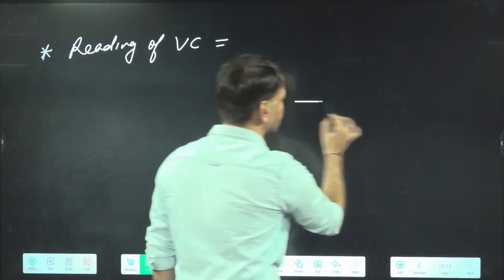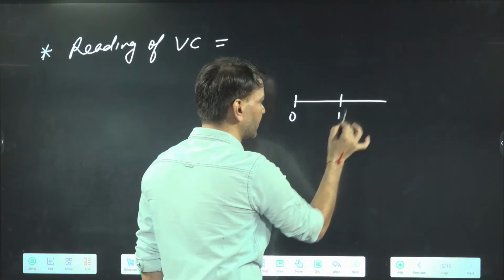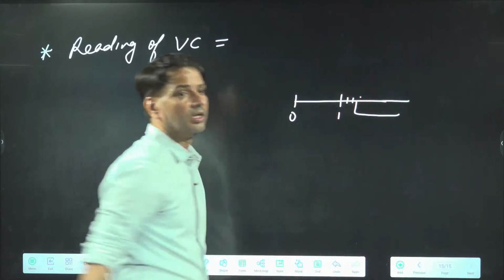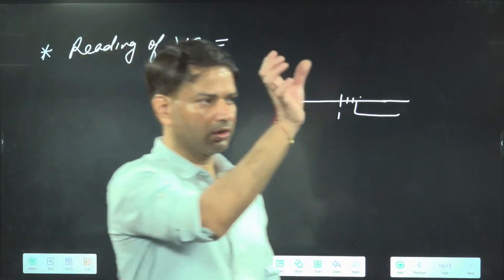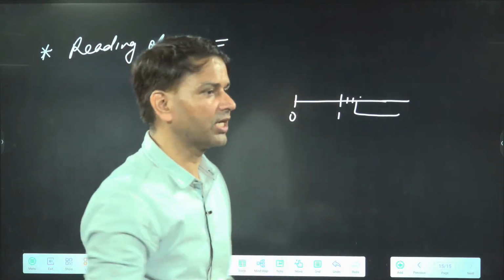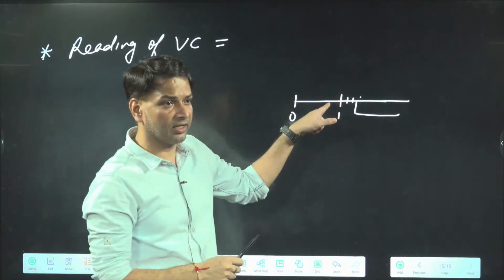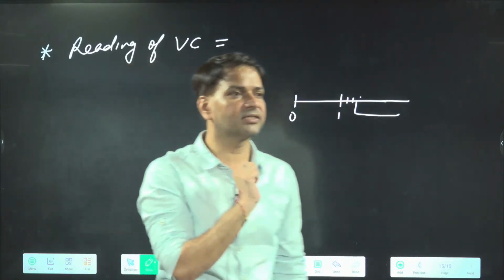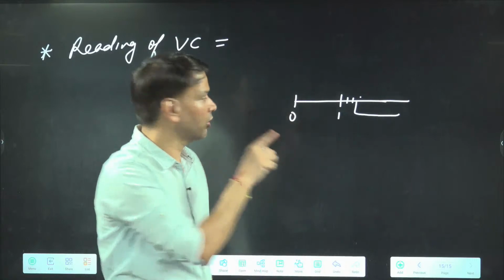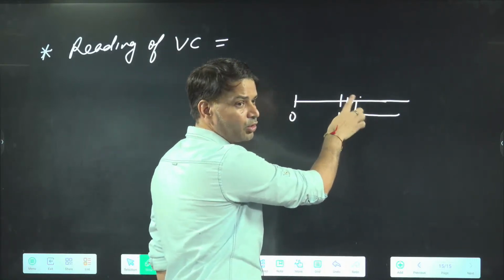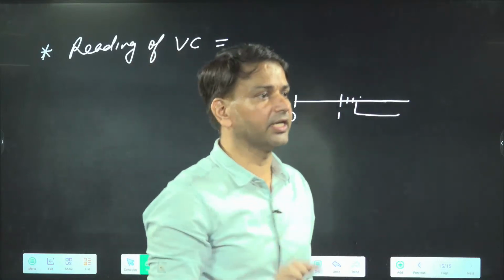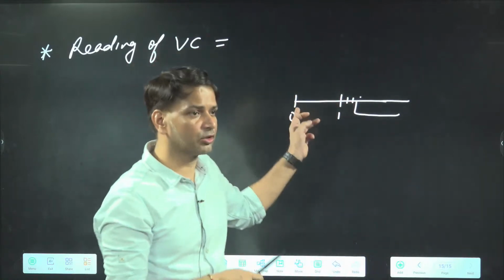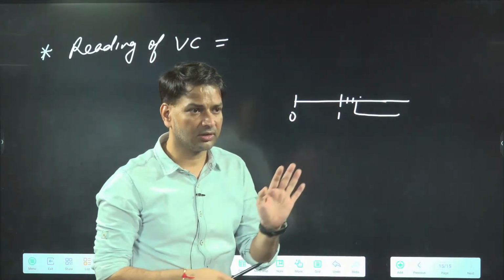Suppose this is the main scale, this is the main scale 0. This is a big division 1, then small divisions, and then your vernier scale starts from here. Suppose after putting some object, your vernier scale 0 crosses the main scale 1 big division, then 2 small divisions. Okay. So what is the main scale reading? The 0 of the vernier scale is between 2 and 3, so the main scale reading is 1.2, because 1 big division crossed and 2 small divisions crossed. Is everybody getting it or not?